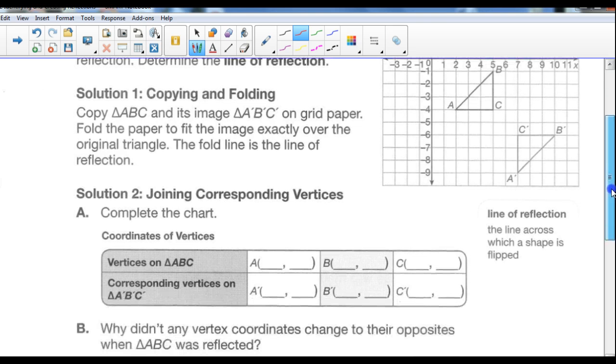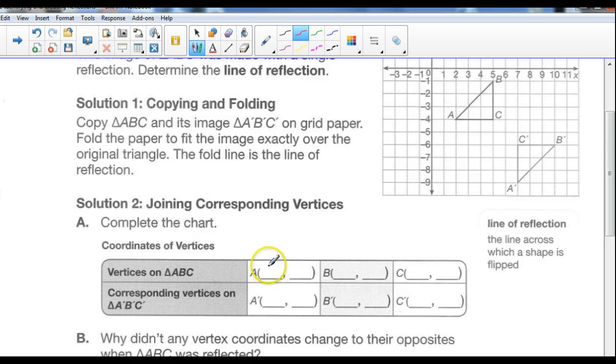Well, one way we can do it is just write down the coordinates so we can complete the chart here. So the vertices of ABC, well, A is 2 and -4. B is 5 and -1. And C is 5 and -4. And A prime is 7 and -9. B prime is 10 and -6. And C prime is 7 and -6.